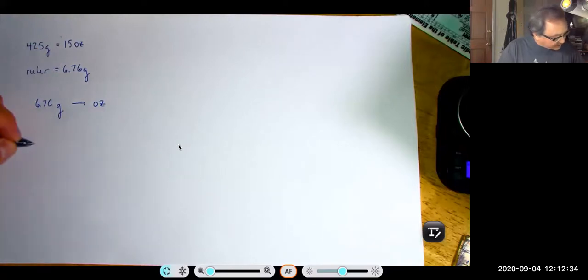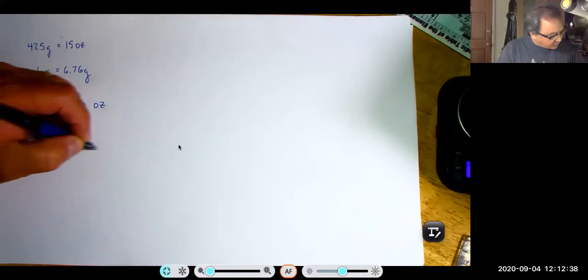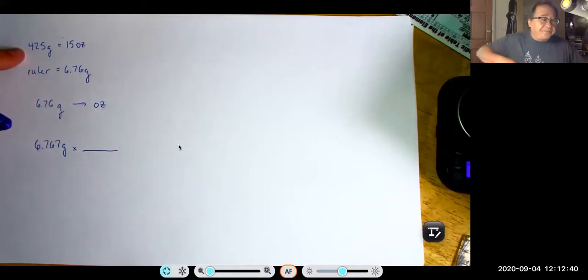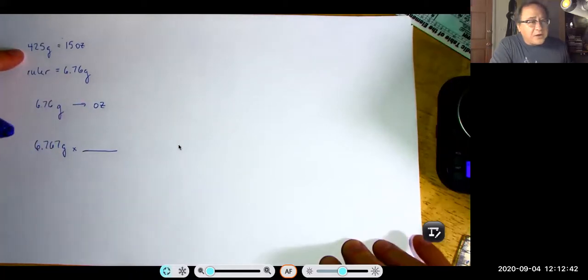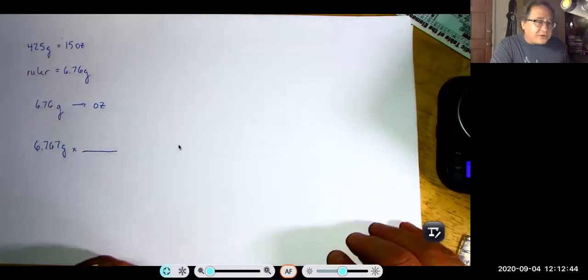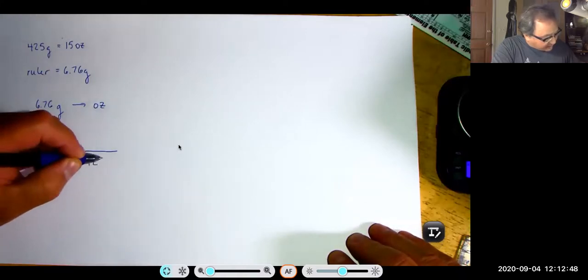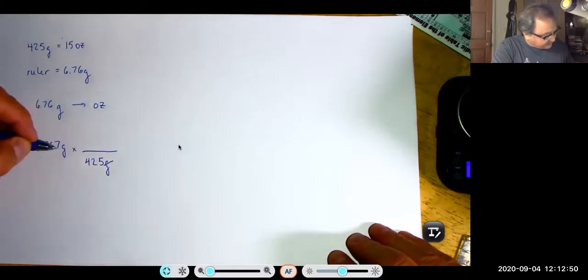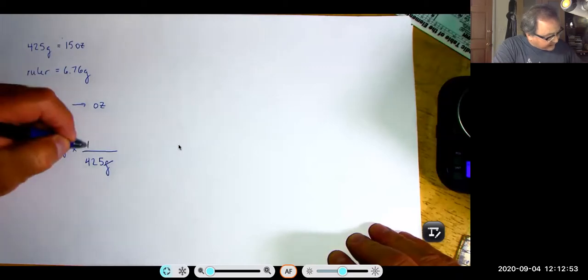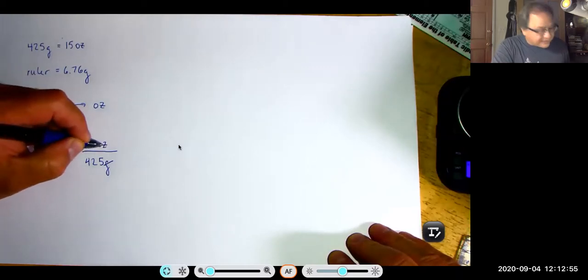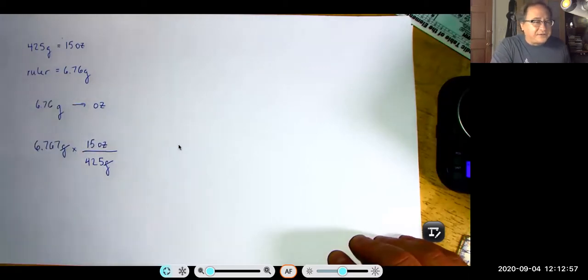So what I'm going to do is take my 6.76 grams and multiply by this equivalency. One of these goes in the top and one goes in the bottom. The one that goes in the bottom is going to be 425 grams because I want these to cancel. And then I'm going to put 15 ounces in the top. And that's an abbreviation for ounce.